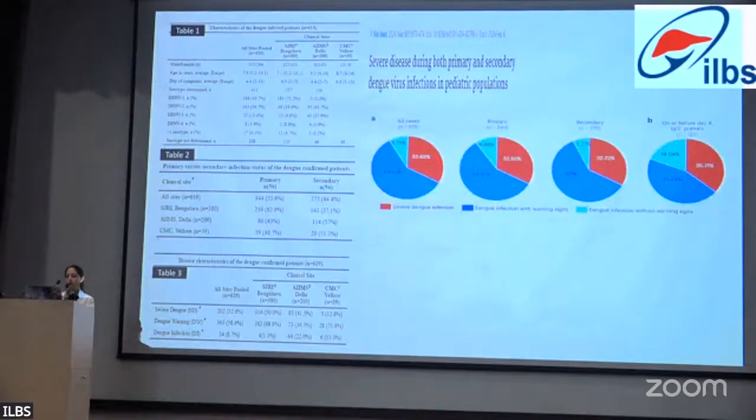Of importance was the finding that the frequency of severe disease cases was essentially similar in patients with primary versus secondary infection, that is 32%. This data showed that disease severity was not preferentially associated with secondary infections in this study. This trend of severe dengue during primary infection was not unique to a single site, but was seen at all 3 clinical sites included in the study.